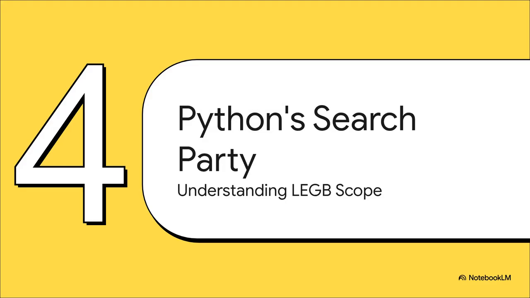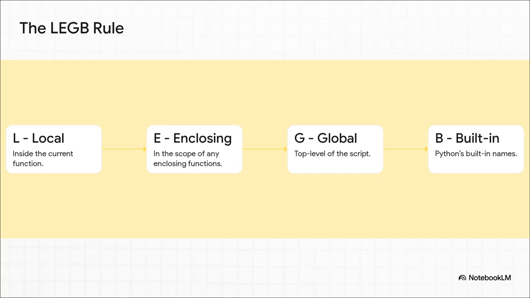Okay, so we've solved the mystery of how values get into our functions, but what about the other side of the coin? How do functions find the variables they need to work with? For that, Python launches what I like to call a search party, and it has a very specific plan, all governed by its scope rules. And that plan is called the LEGB rule.